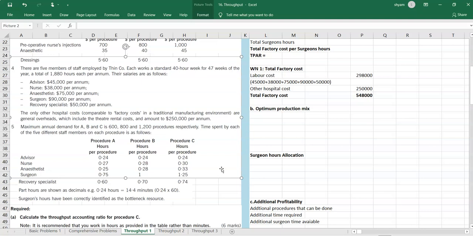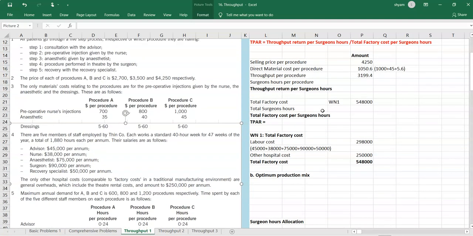So we are not trying to find it out. Even if we want to, it's very, very easy to find the bottleneck time. See in the procedures which one takes the lengthiest time. In procedure A, 0.75 takes the lengthiest, that's the surgeon. In procedure B, again the lengthiest is the surgeon. The biggest number in C is 1.25, again the surgeon. So the surgeon is the bottleneck. The hours taken per procedure by the surgeon is 1.25 hours.